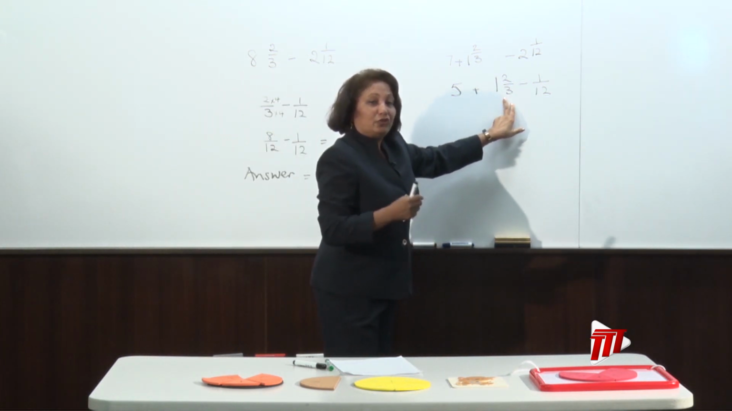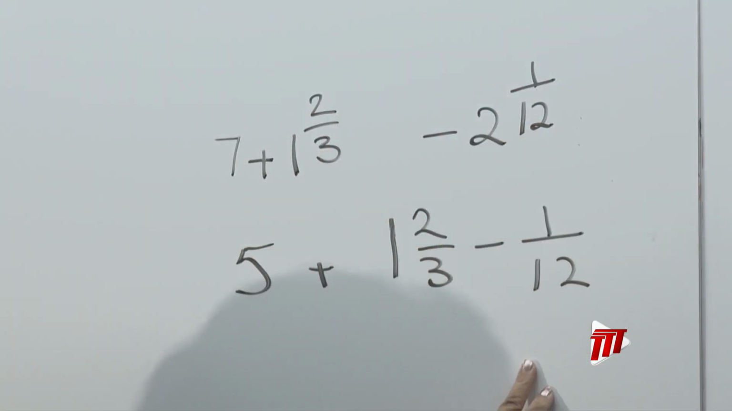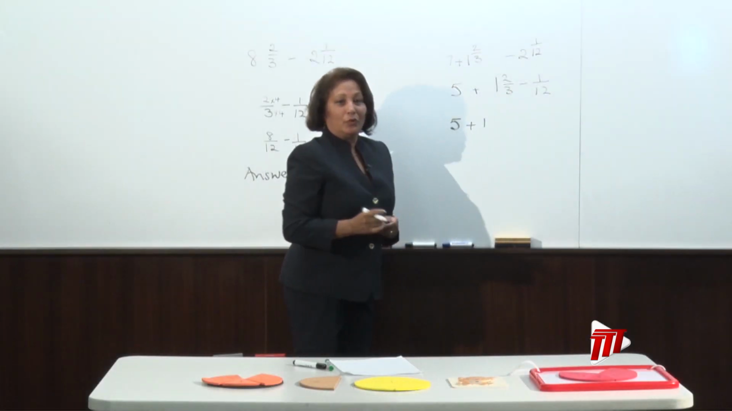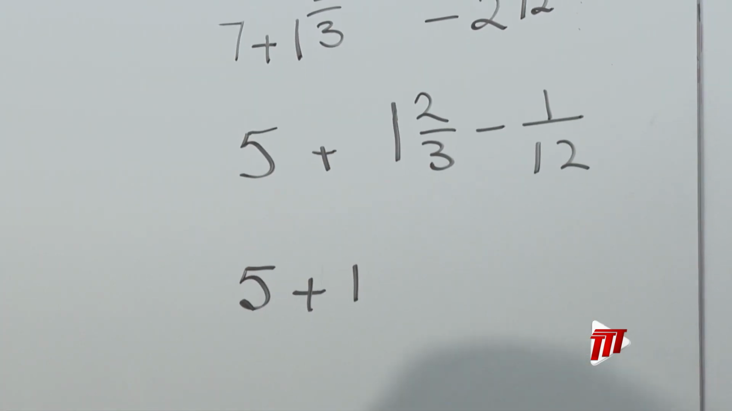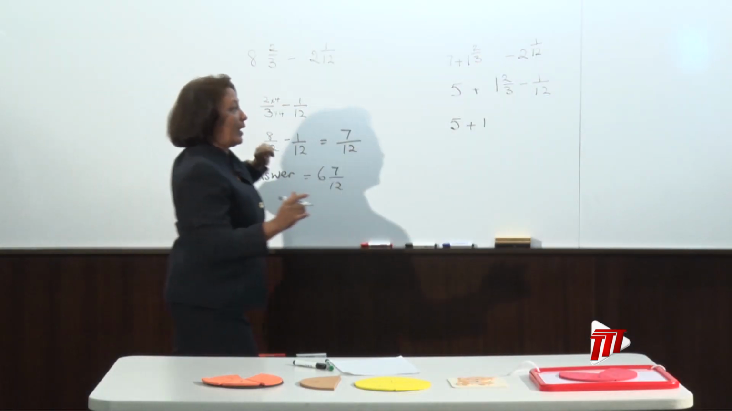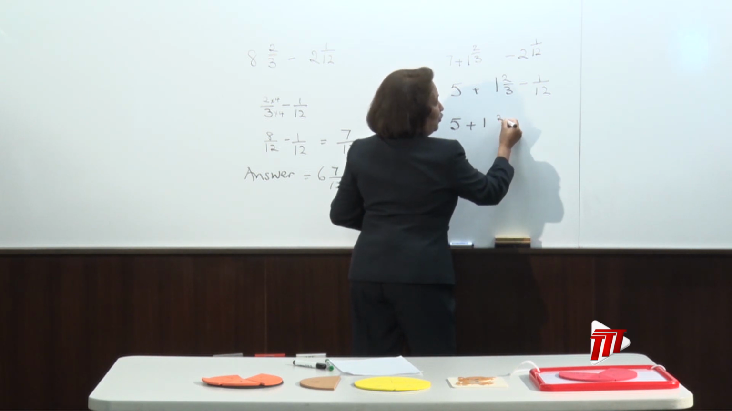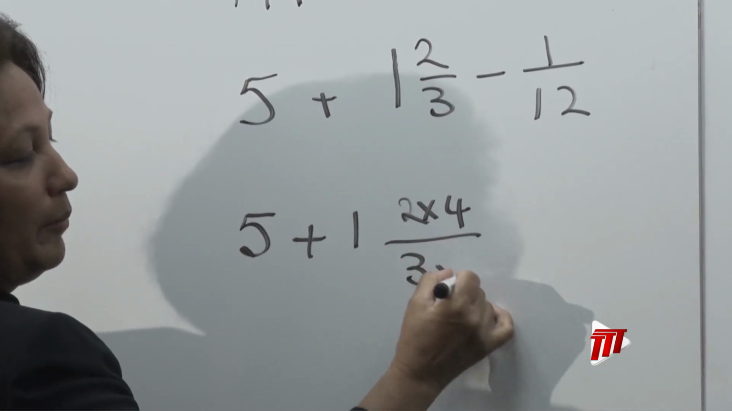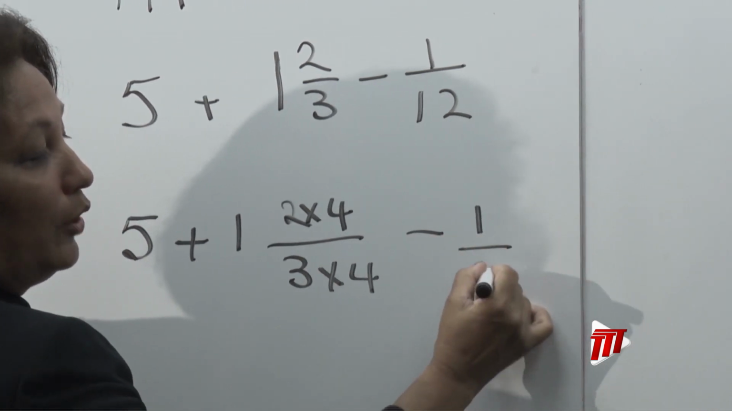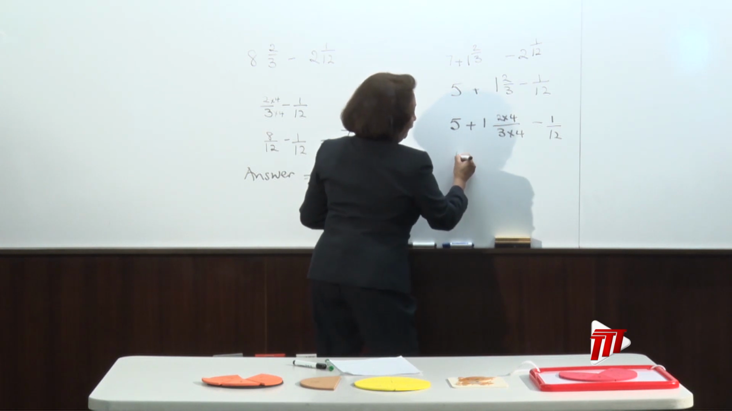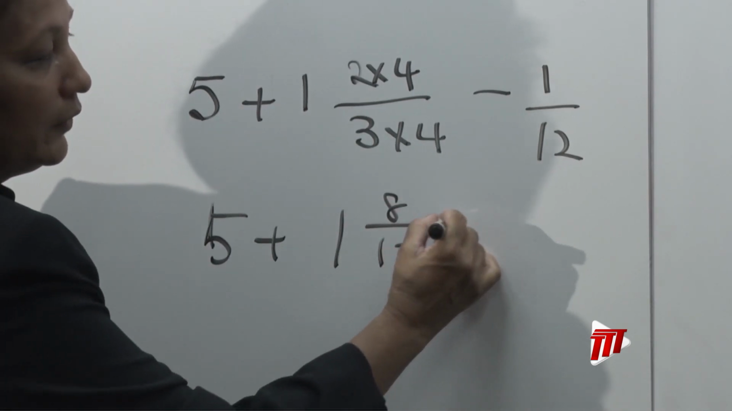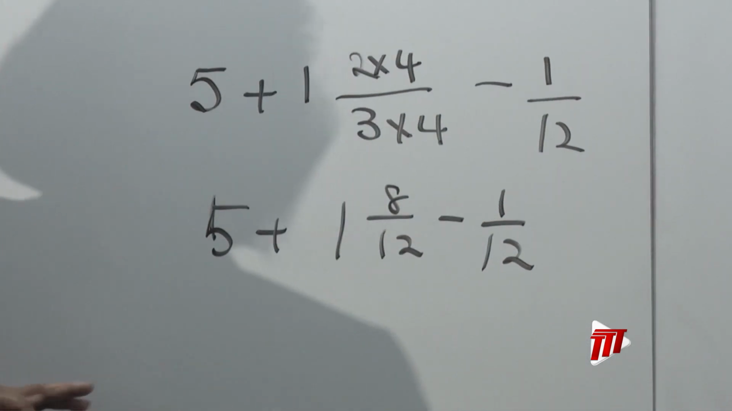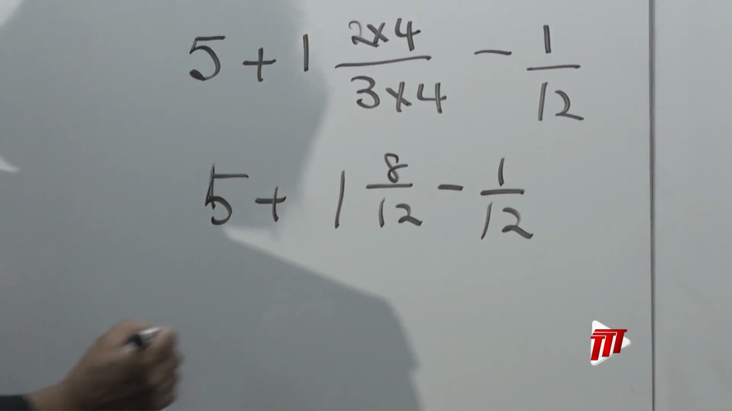If I convert this into 12s, because the denominators are different, I want the denominators to be the same. So I would have 5 plus 1. What do I multiply by to get my thirds into 12s? Remember, we did it here. We just did it. So we're going to multiply by 4. So I will have 2 multiplied by 4, 3 multiplied by 4, minus your 1/12. So I will have 5 plus 1 and 8/12 minus 1/12. 5 and 1 would give me 6.